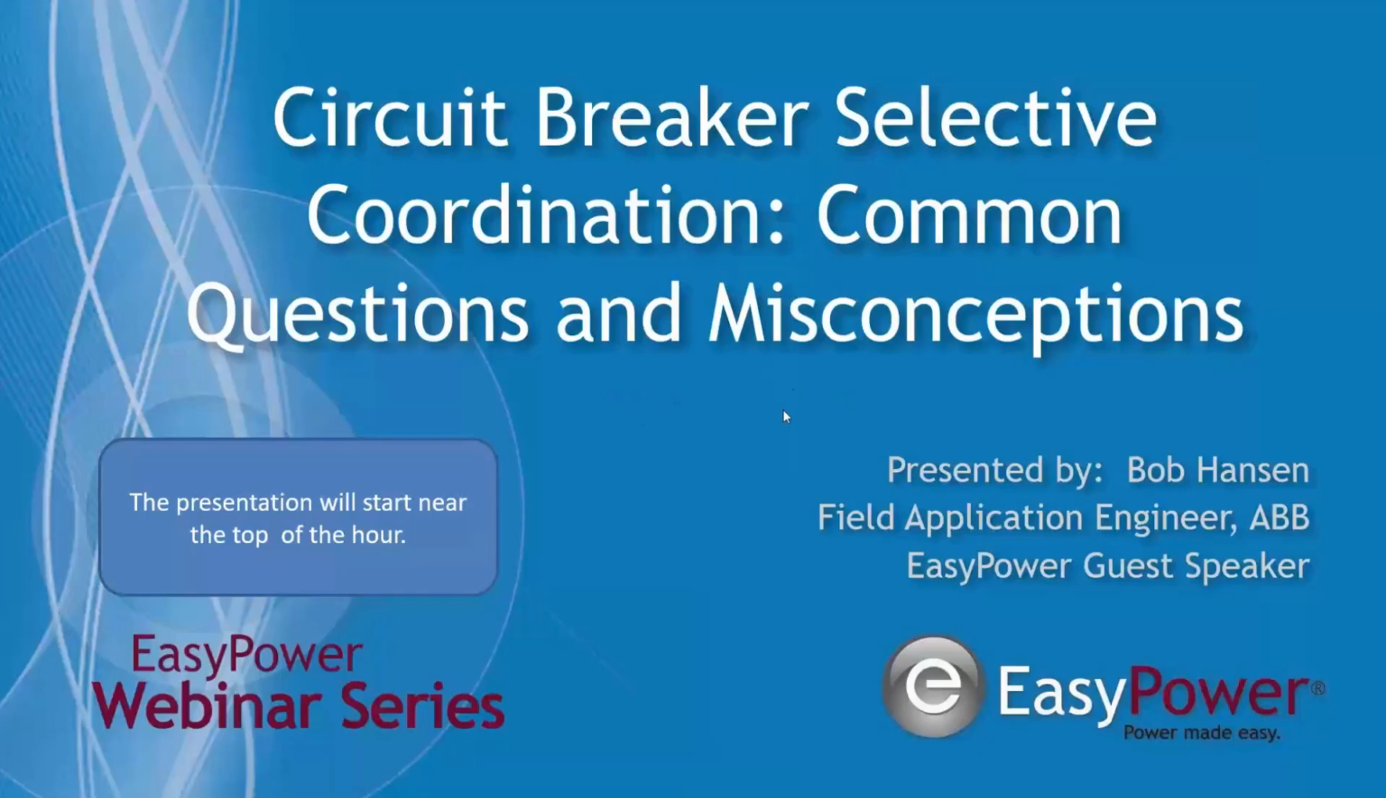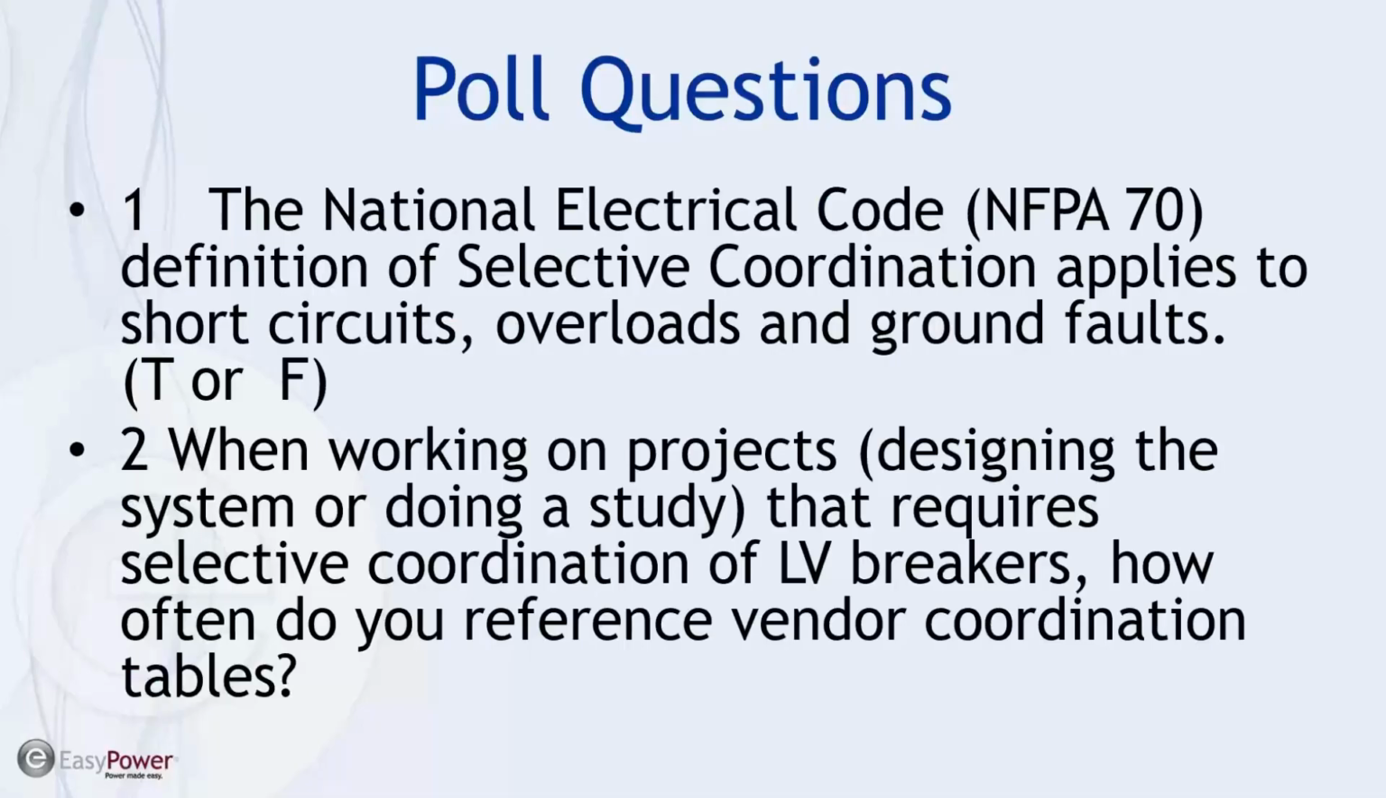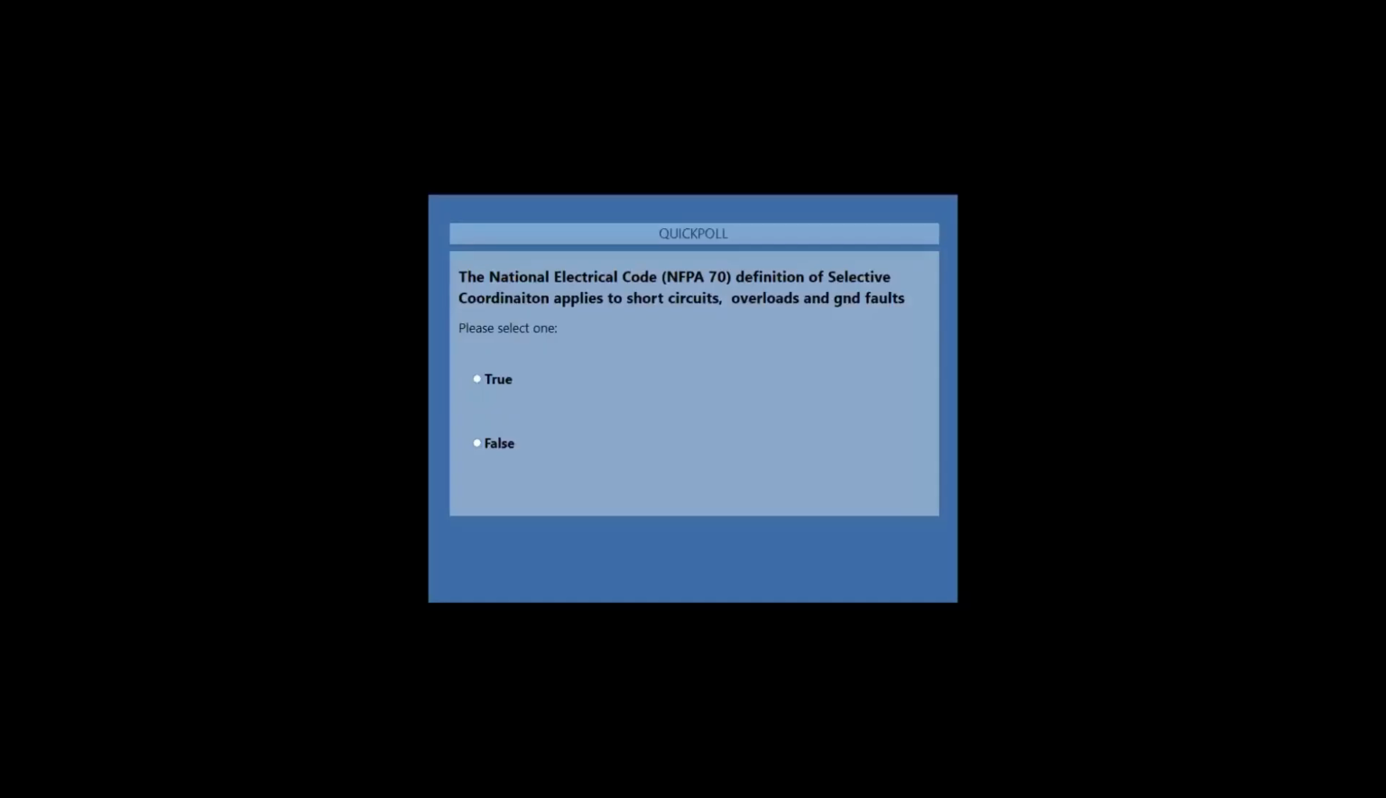As is our custom, we'd like to run a couple poll questions that will give us some perspective as far as the audience leaning. Thank you very much, and without obligation or liability, we appreciate your helping us out with this poll question. The National Electrical Code has a definition of selective coordination that applies to short circuits, overloads, and ground faults. That is a true or false question.